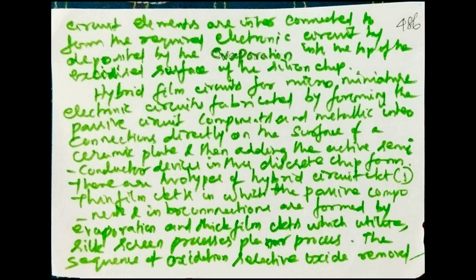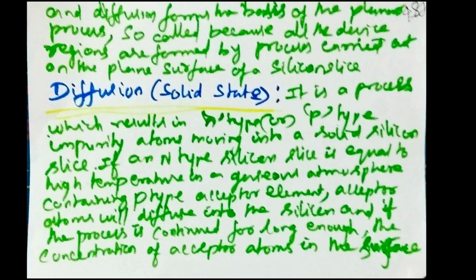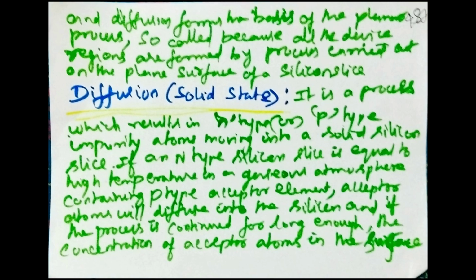The sequence of oxidation, selective oxide removal, and diffusion forms the basis of the planar process, so called because all the device regions are formed by processes carried out on the plane surface of a silicon slice.